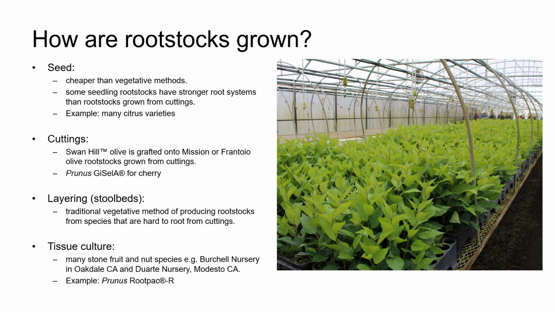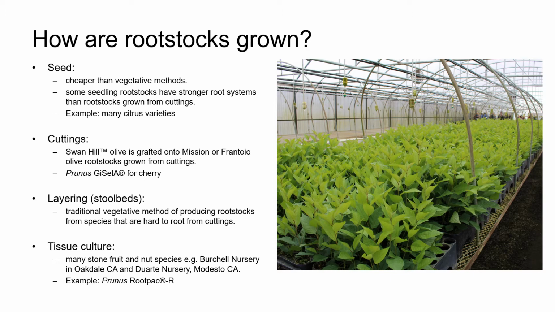Seed may not always be an appropriate production method for growing rootstocks, though. For example, many rootstocks are hybrids or named selections of a species, so they won't come true from seed. For these rootstocks, vegetative propagation methods have to be used. One example is the Swan Hill olive, which is a fruitless olive tree used for ornamental landscapes, and it's usually grafted onto rootstocks of the named olive varieties Mission or Frantoio, which are grown from cuttings.